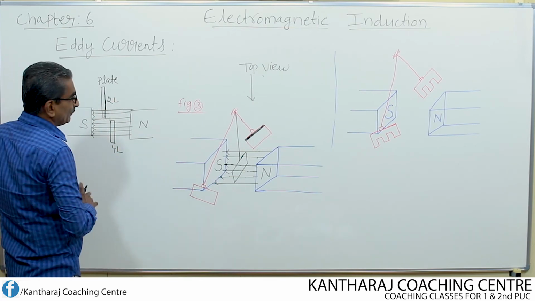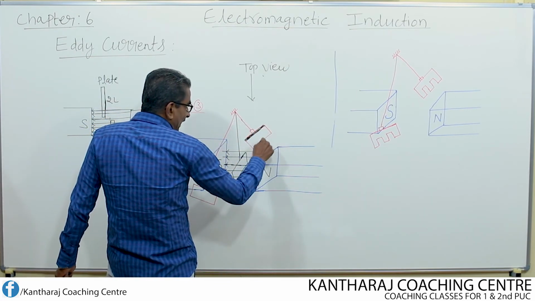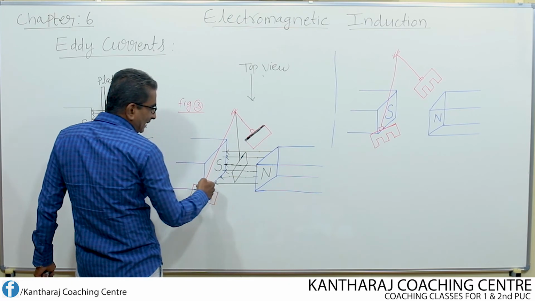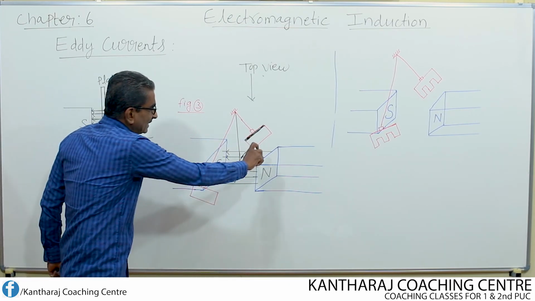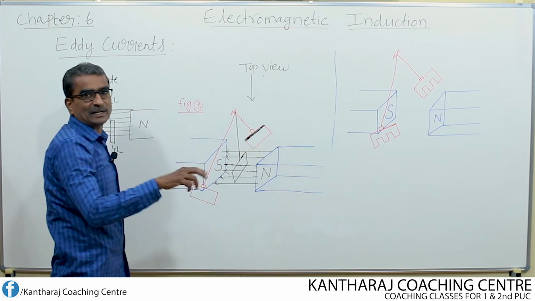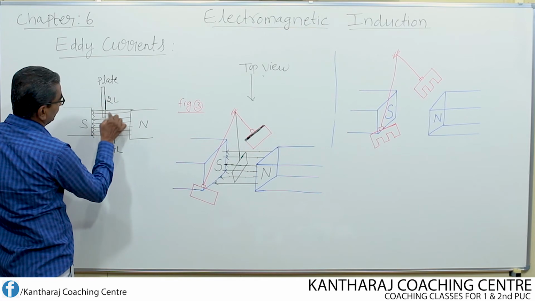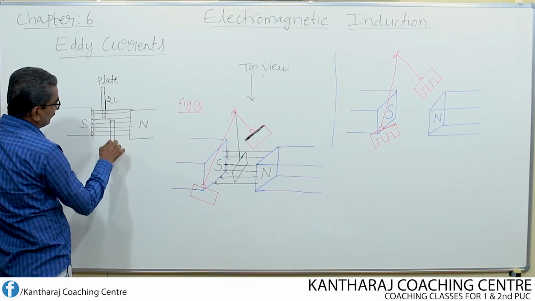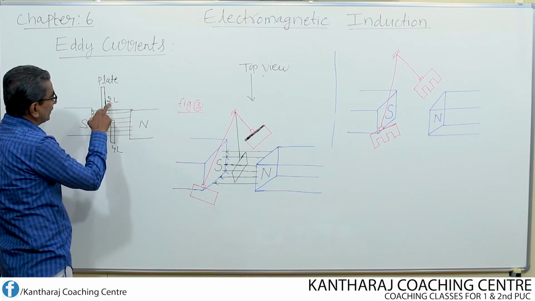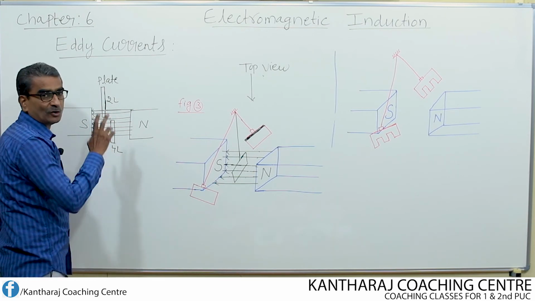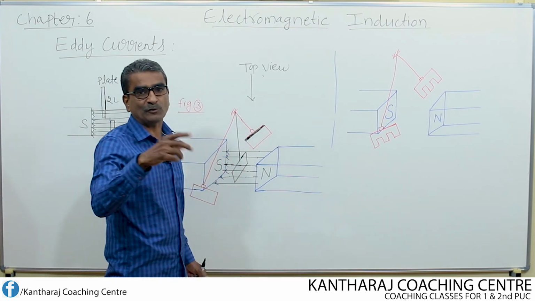That means when the plate enters into the field region, the area of the plate linking with the magnetic lines of force goes on increasing. As a result of that, the flux linking with the plate also goes on increasing. Only a small area of the plate got linked up with 2 lines. Now a large area of the plate got linked up with a large number of lines. So the flux changed from 2 lines to 4 lines. As a result of that, an EMF is induced in this plate due to flux change.